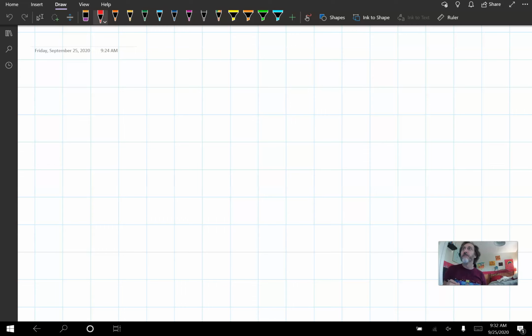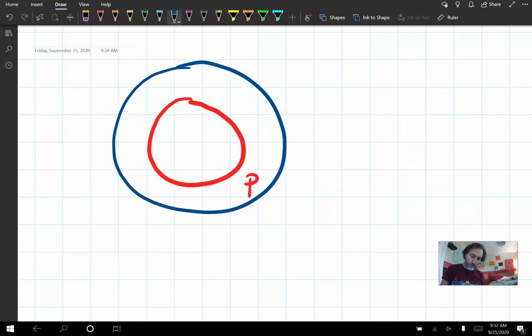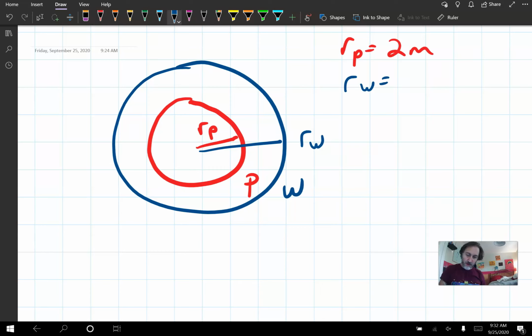All right, so the purse. Let's draw the purse in red, and we'll label this P for purse. Meanwhile, there's also this wallet spinning around. We'll label that with a W. The problem tells us that the radius of the purse is 2 meters, and the radius of the wallet is 3 meters. So let's label that: radius of the purse, 2 meters; radius of the wallet, 3 meters.